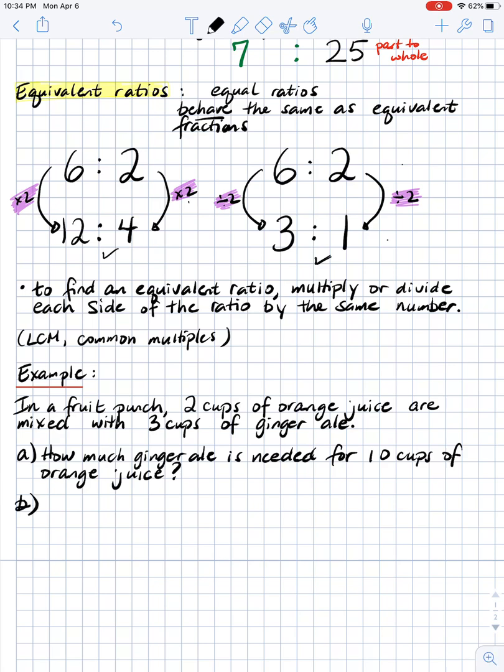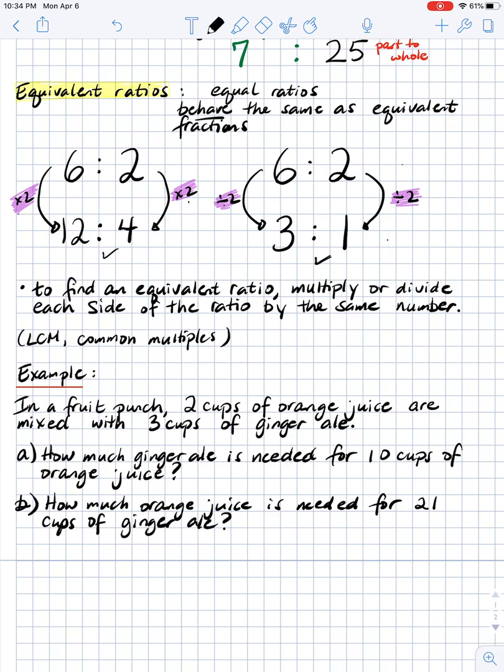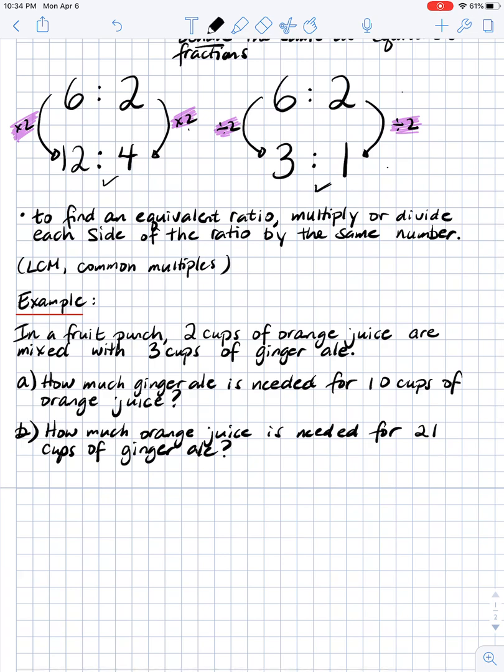And then B asks, how much orange juice is needed for 21 cups? It's a lot of punch of ginger ale. Okay, so it's the reverse of what A was asking. Okay, now you need to use ratio. Obviously, you have to show your work and use ratios to solve the problem.